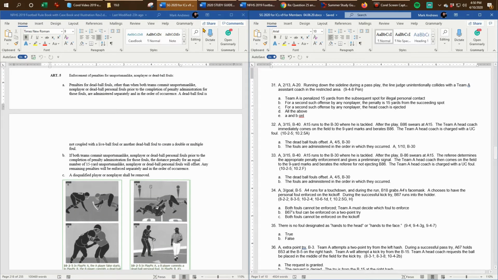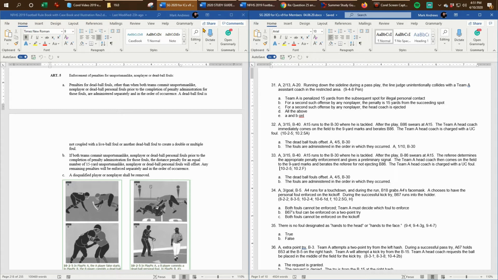Okay, question 32. A, 3rd and 15 at the B40. A15 runs to the B30 where he is tackled. After the play, B86 swears at A15. The Team A head coach immediately comes on the field to the 9-yard mark and berates B86. The Team A coach is charged with an unsportsmanlike conduct foul.